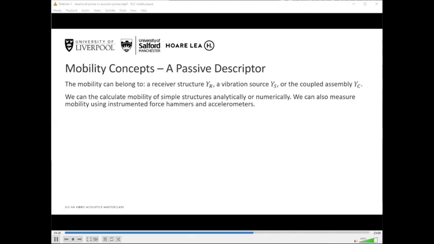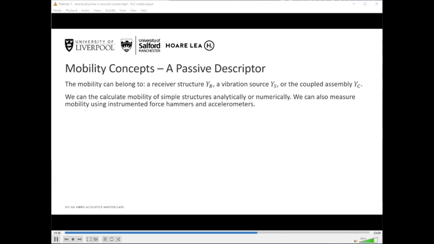Regarding the measurement of mobility, the team at Liverpool have put together a great set of demo videos showing the mobility measurement process or the procedure on some simple structures. And I believe Carl will show a couple of these after this presentation.